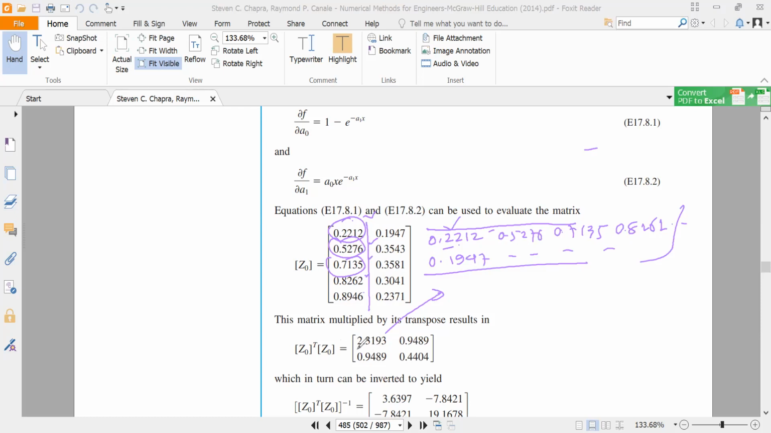So this is the sum of a square of your first column. This is the sum of a square of your second column. This is the sum of multiplication of the first column and second column. Second column. So these two are same. Also, it is a simple symmetric matrix. Okay, it needs a simple calculation. It needs about 5 or 10 seconds to do that.